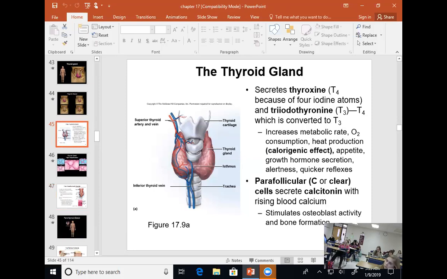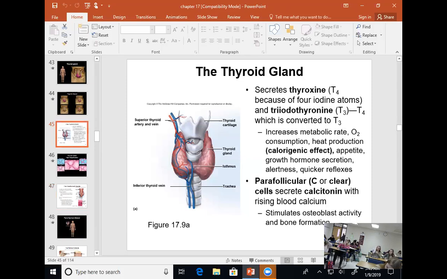Sometimes people have an autoimmune disease where they will make antibodies that destroy these special cells that actually make T3 and T4. Let me tell you what that disease is going to be called. It's called Hashimoto's. Who's heard of Hashimoto's? Did I tell you about Hashimoto's? Hashimoto's, and it's called thyroiditis. It's a very common autoimmune disease of the thyroid gland.